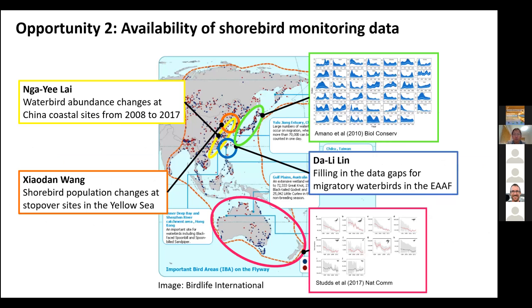The second opportunity is the availability of shorebird monitoring data. To develop bird population indicators, we need count data that have been collected over years. The lack of such monitoring data is a critical impediment to the development of indicators in many parts of the world, but luckily, we have relevant data for shorebirds in many parts of this flyway. The four speakers in this session will talk about how they have been using those data in different parts of the flyway. And as you know, some of those data have already been modeled to develop population indicators in Australia, New Zealand, and Japan.